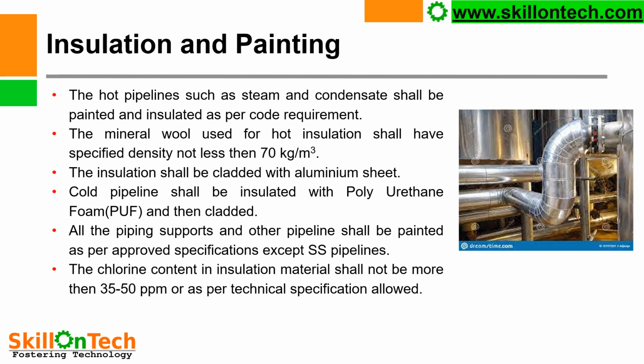After completion of all this, we shall go for insulation and painting. You can see a steam pipeline which is insulated. The hot pipelines such as steam and condensate shall be painted and insulated as per code requirement. The mineral wool used for hot insulation shall have a specified density not less than 70 kg per cubic meter. The insulation shall be clad with aluminum sheet. Cold pipeline shall be insulated with polyurethane foam and then clad.